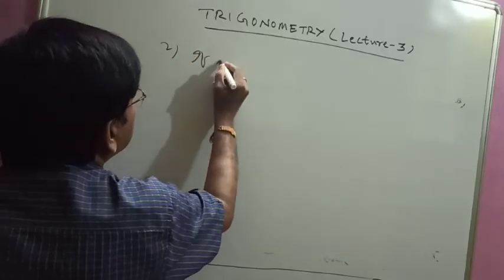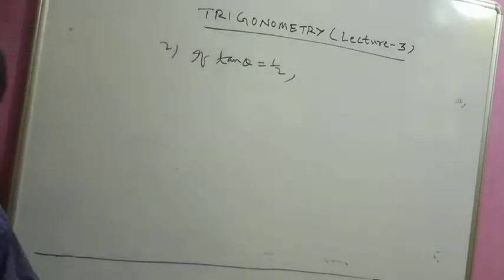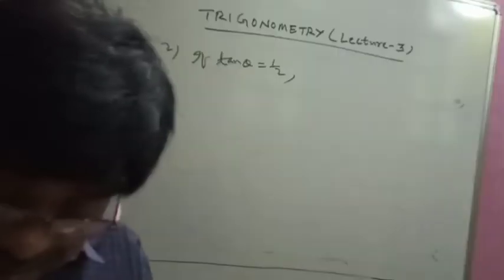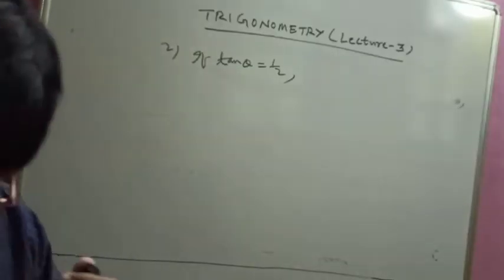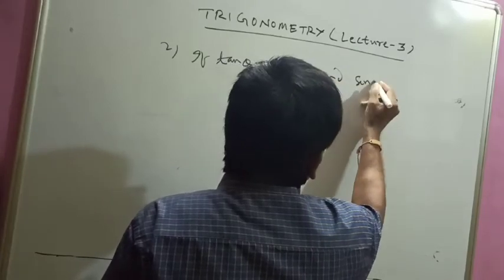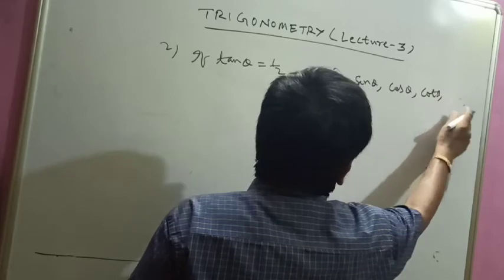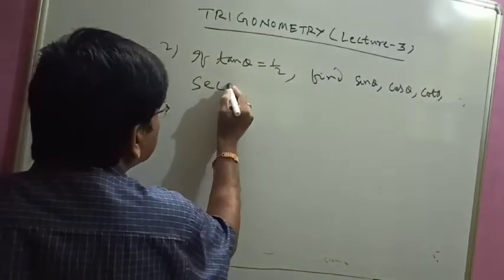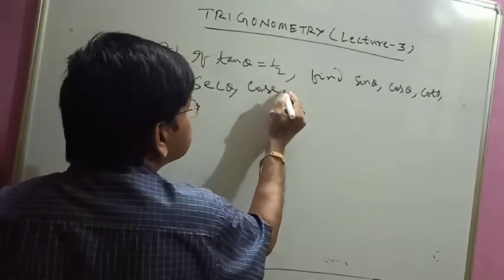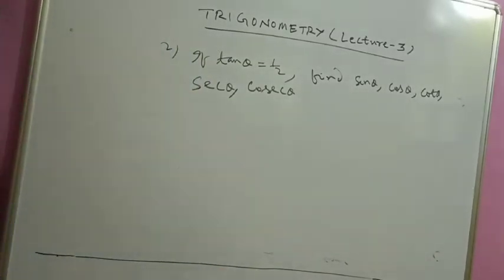Question number 2, you write: if tan theta is equal to half, find sin theta, cos theta, cot theta, sec theta, cosec theta. So this you must find out. In the same manner you will solve it.